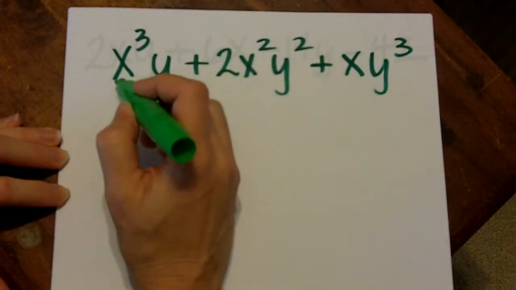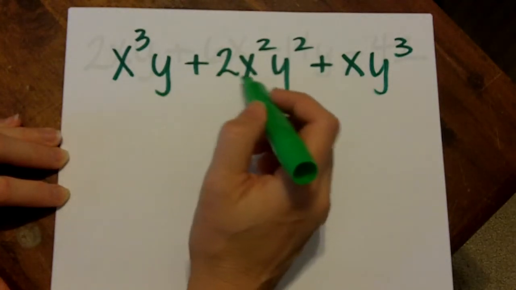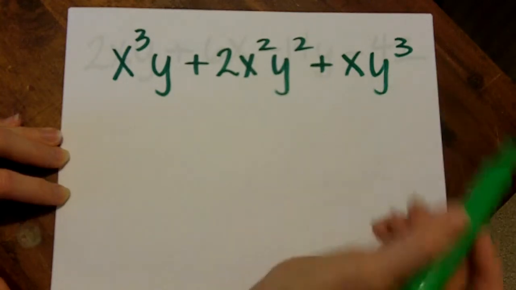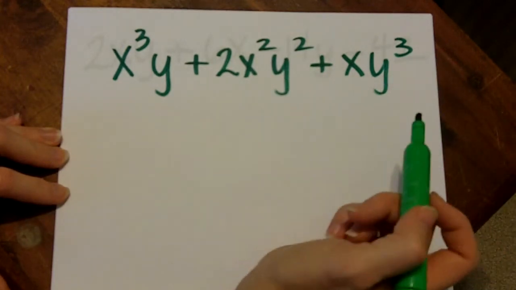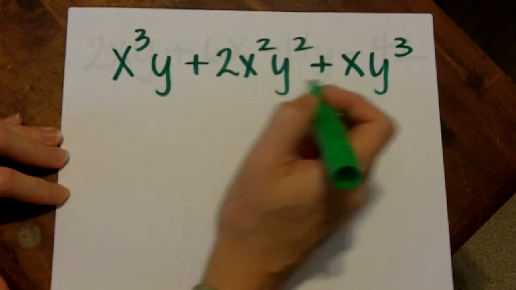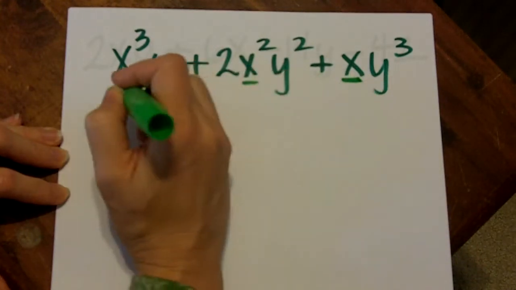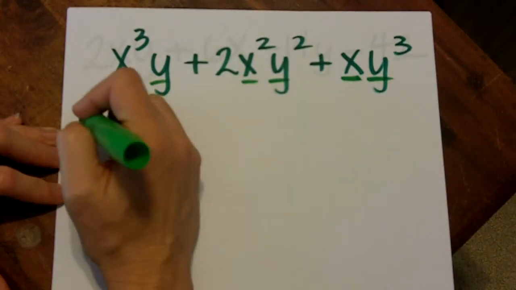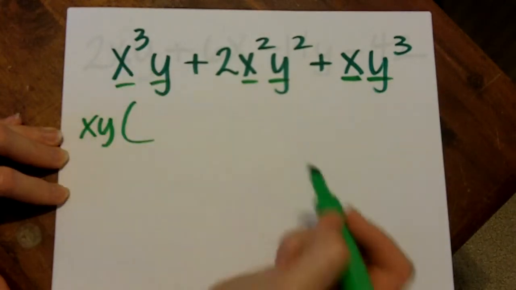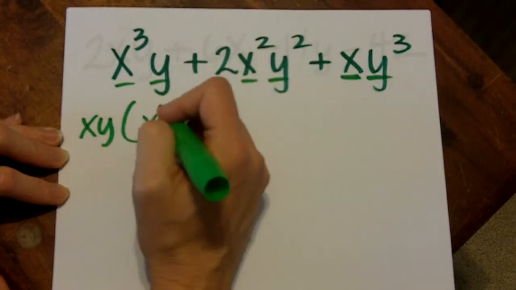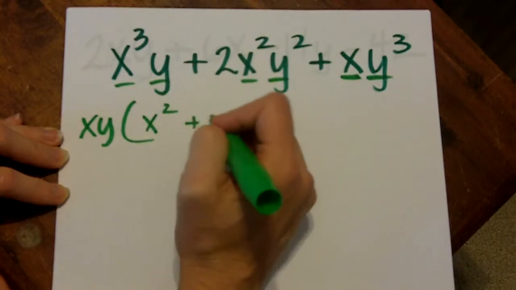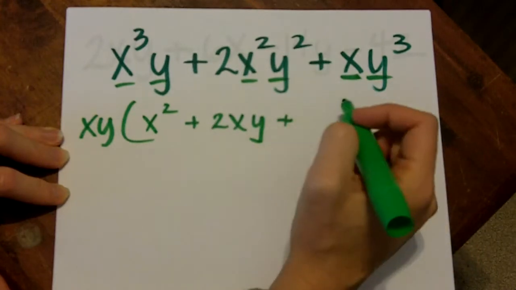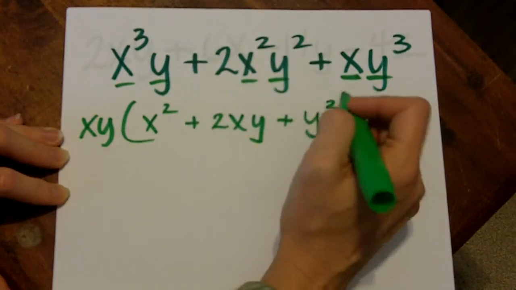Okay, now I see I've got x cubed y, I've got 2 x squared y squared, and I have x y cubed. Now, if you look, you can only pull out one x, right? They all have at least one x and at least one y, but that's all they have in common. But if I pull out that x and y, then I end up with simply x squared here, and I end up with 2 times xy here, and I end up with simply y squared here.